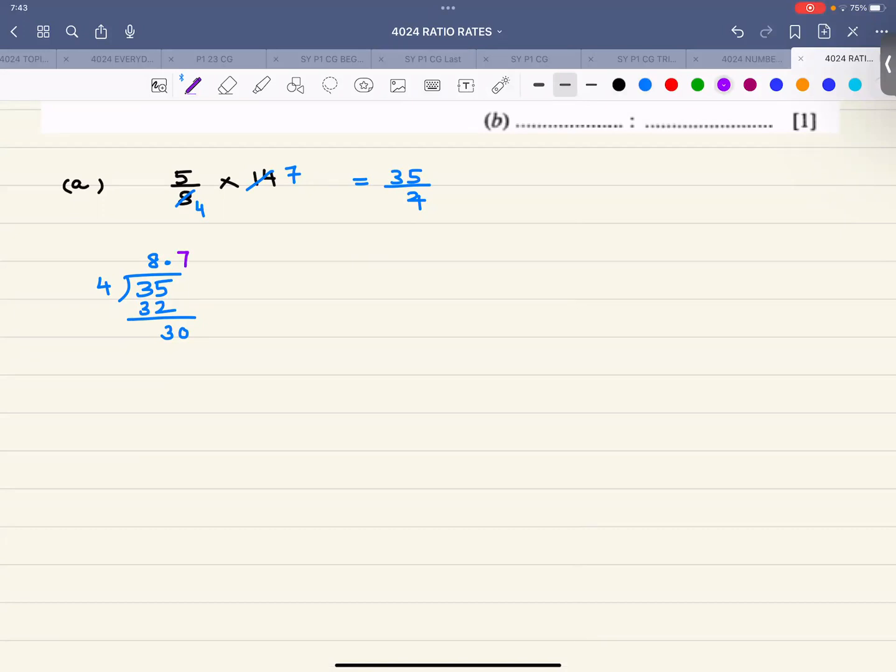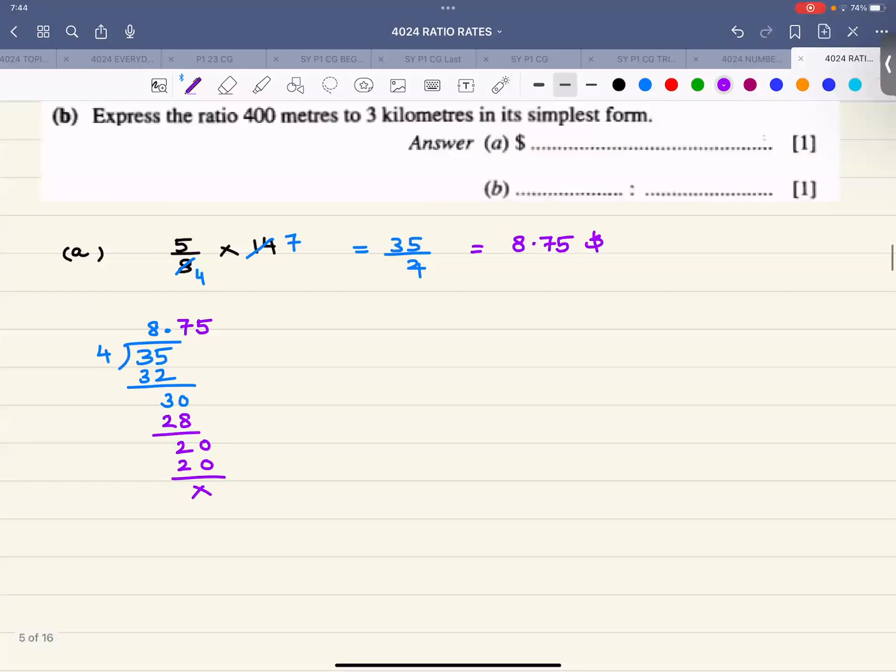So 4 7s are 28. 2 is left. Let me write a 0 again. 4 into 5 is 20. So the remainder is 0. So therefore, the answer is 8.75. That's one approach. That is the answer. Alternative method.